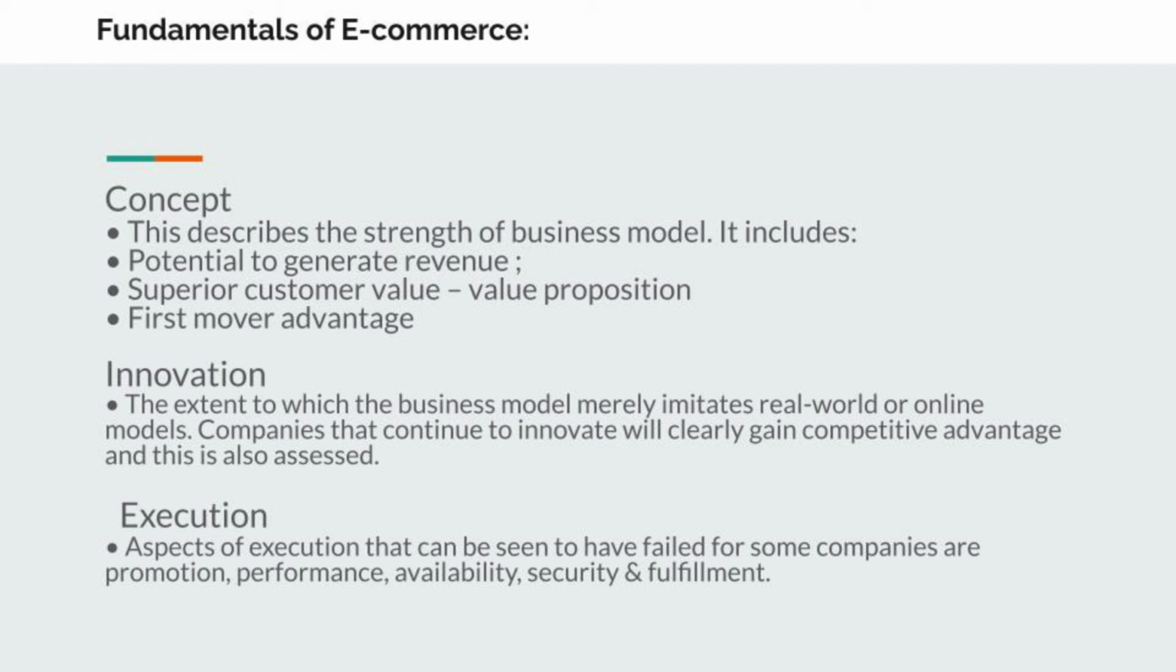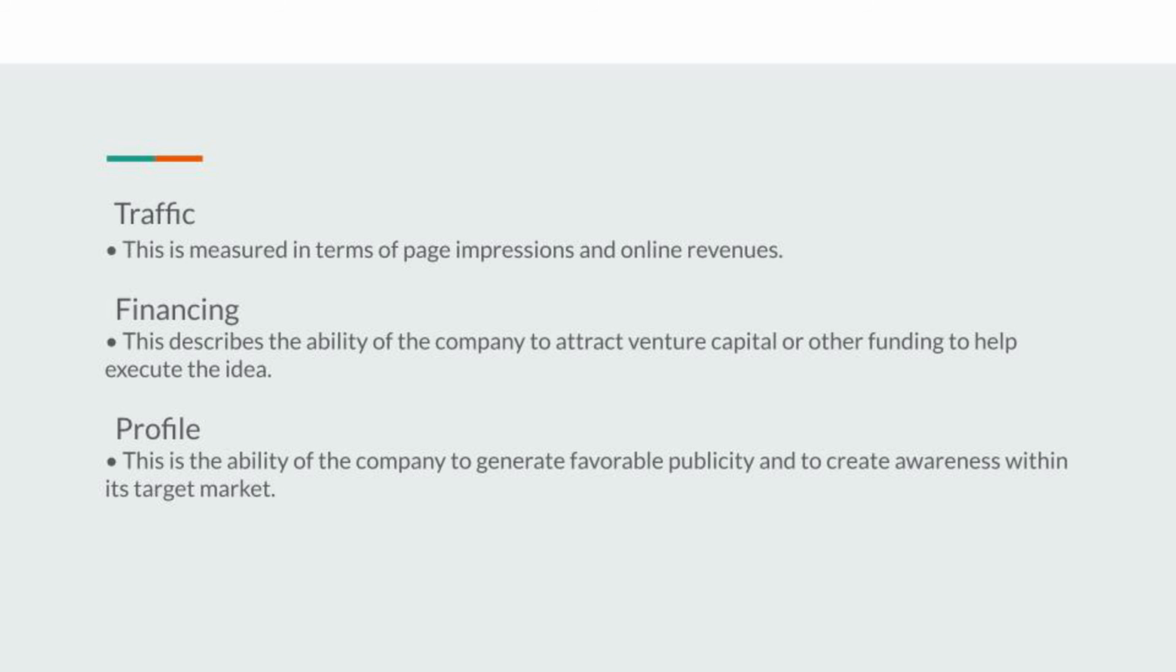Execution. Aspects of execution that can be seen to have failed for some companies are promotion, performance, availability, security and fulfillment. Traffic. This is measured in terms of page impressions and online revenues. Financing. This describes the ability of the company to attract venture capital or other funding to help execute the idea. Profile. This is the ability of the company to generate favorable publicity and to create awareness within its target market.